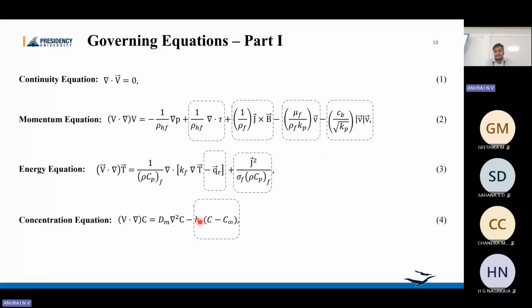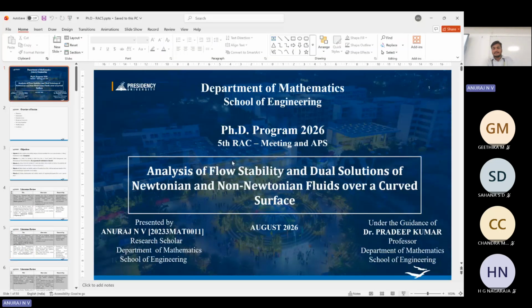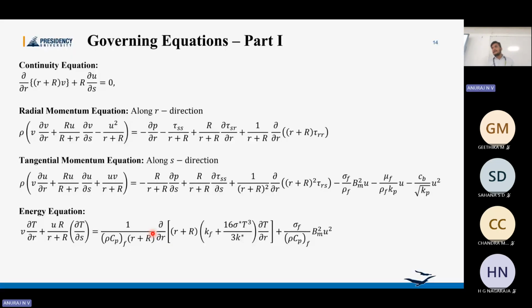When HR is greater than 0, it is a destructive chemical reaction. When HR is less than 0, it is a constructive chemical reaction. And DM is the mass diffusion. And here I mentioned the component forms of the governing equations. From the vector form, I reduced it to the component forms.